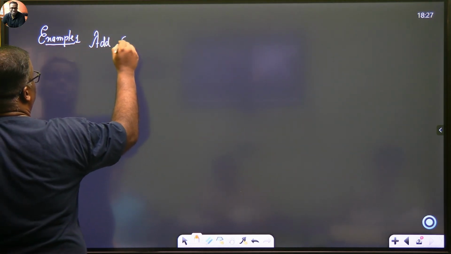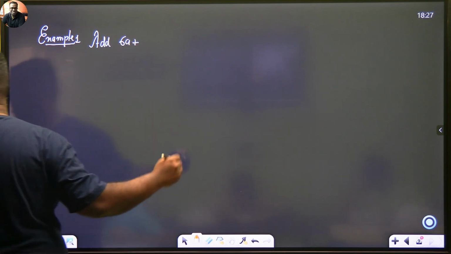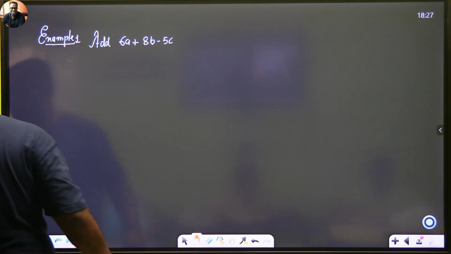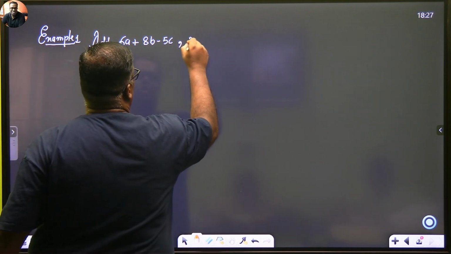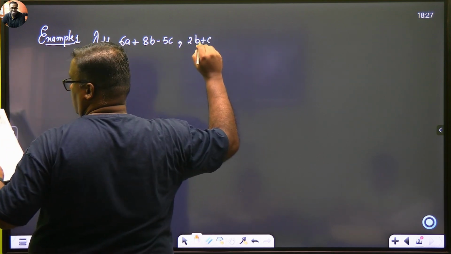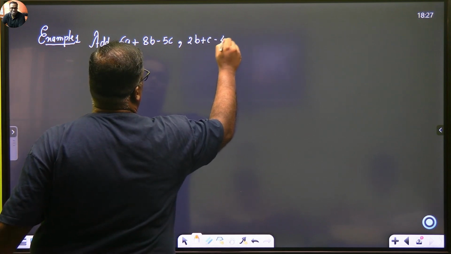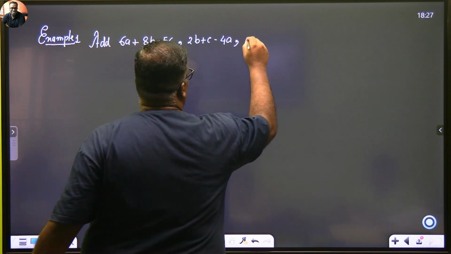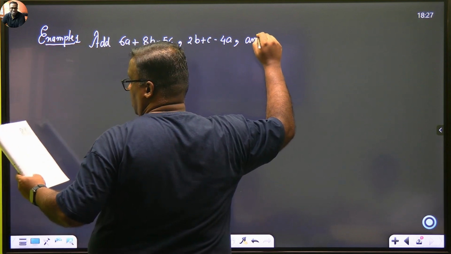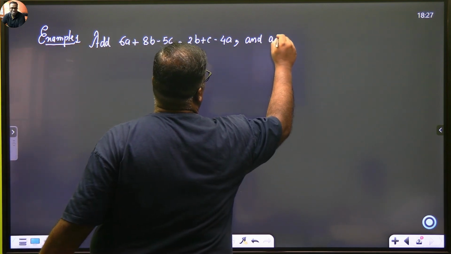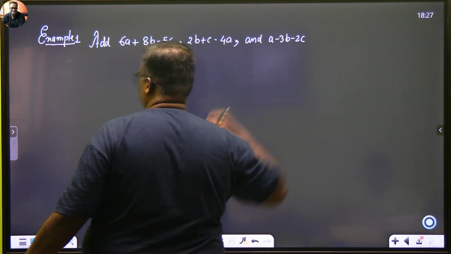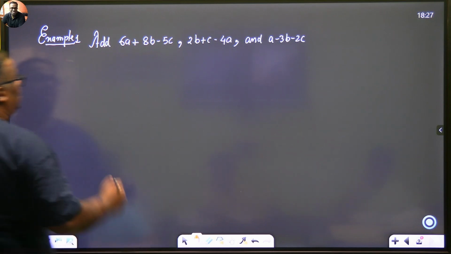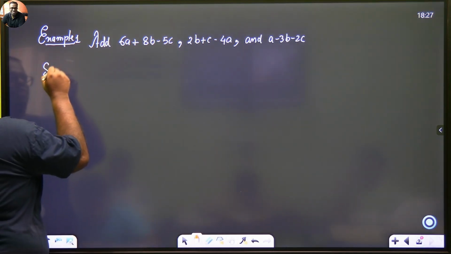Add 6a plus 8b minus 5c, 2b plus c minus 4a. Look, they have jumbled it up. And then they say, and a minus 3b minus 2c. Now look, they have jumbled it. They have not written it in an order. So I would like to do it in the linear way. So I would write the first step as solution.